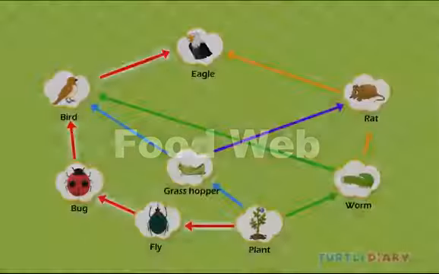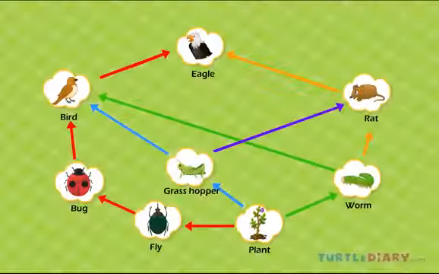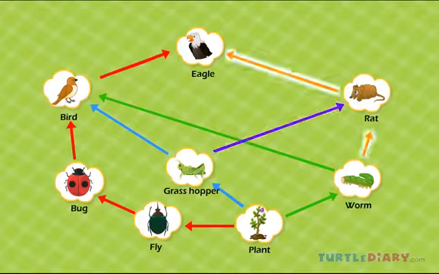Food web. The arrows in a food chain show the flow of energy. A network of many food chains is called a food web.